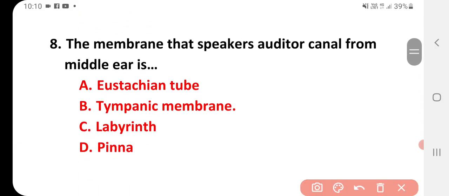Eighth, the membrane that separates the auditory canal from the middle ear is called eustachian tube, tympanic membrane, labyrinth, pinna. So the membrane that separates the auditory canal from the middle ear is known as the tympanic membrane. Option B.